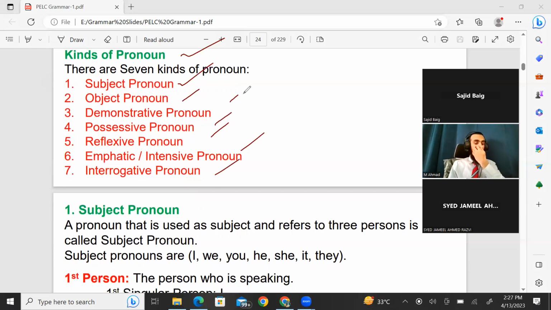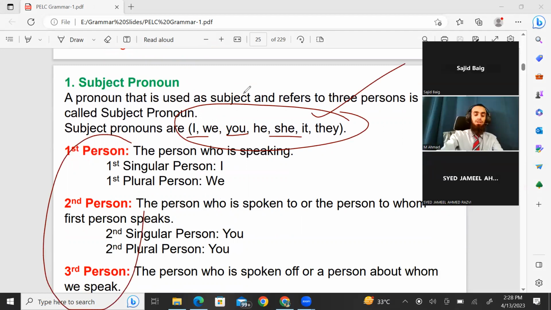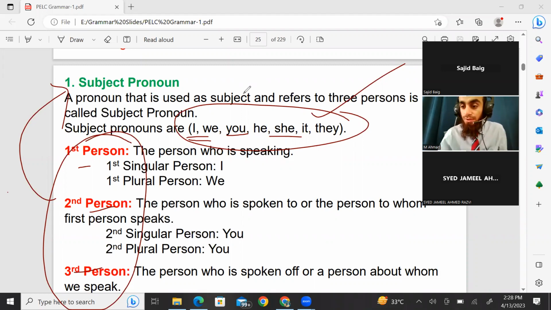Okay, so now the first one, the subject pronoun. It would be called a subject pronoun when first person, second person, or third person pronouns are used. They would mostly come at the position of a subject. For instance, we have three categories in subject pronouns: first person, second person, third person. If a person is speaking and he or she is using I, representing oneself, then this is going to be called a first person pronoun.